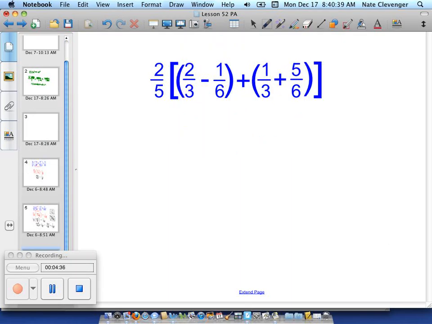Okay. I think I have one more for you. So this one has multiple symbols of inclusion. It has the big brackets and parentheses. You're still going to work inside out.